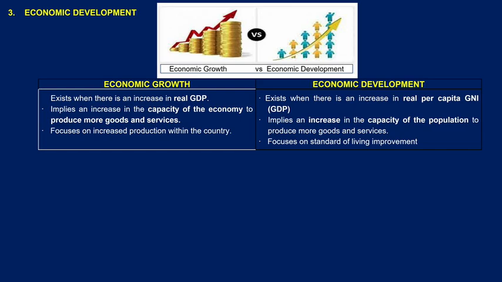So on the one hand, you've got your economic growth, where you look at real GDP, whereas for economic development, you look at per capita GDP. For economic growth, you're looking at the increase in the capacity of the economy, whereas for economic development, you look at the capacity of the population. The third point there, economic growth focuses on increased production, whereas for economic development, the focus is on the improvement of the standard of living.